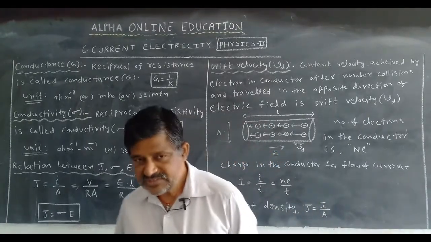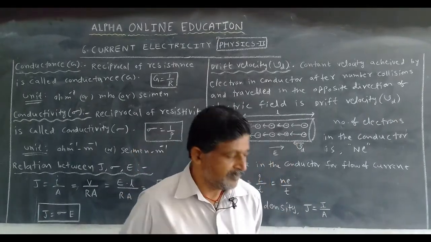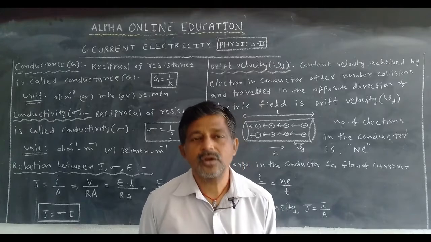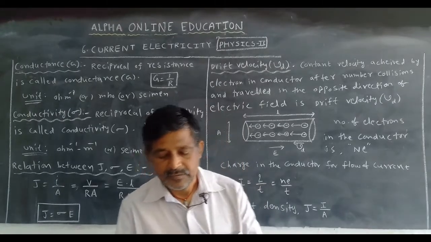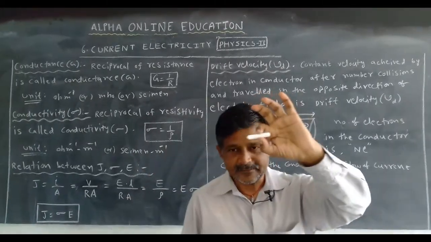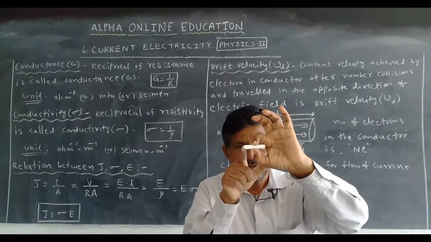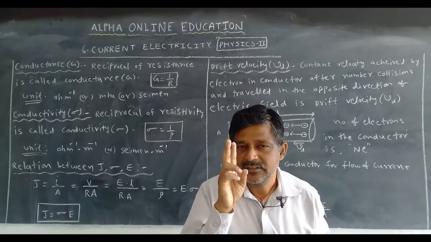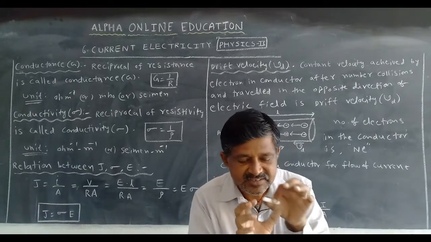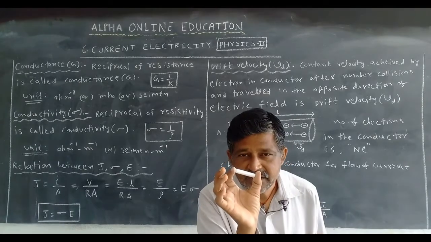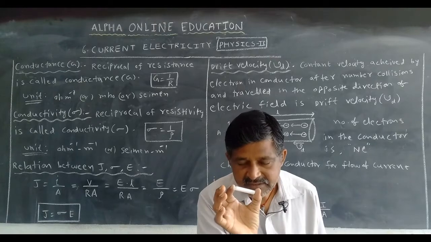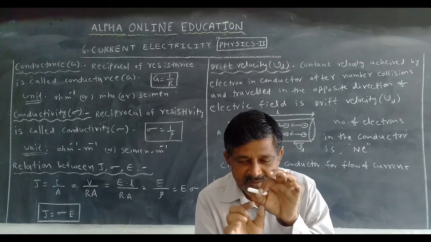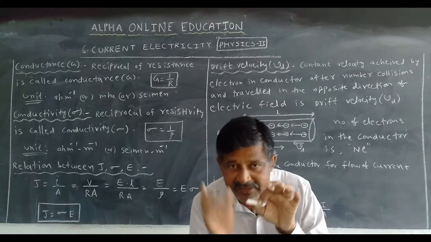Drift velocity means constant velocity. Let us take this is a conductor, it is a wire. The current passing through this wire, we have studied in the last class, the ends must be connected by the battery, otherwise it must be kept in the uniform electric field.